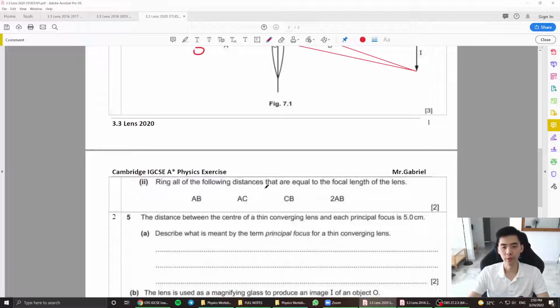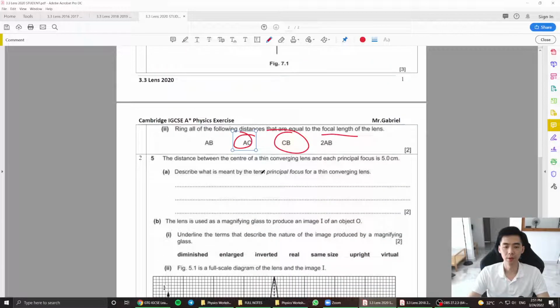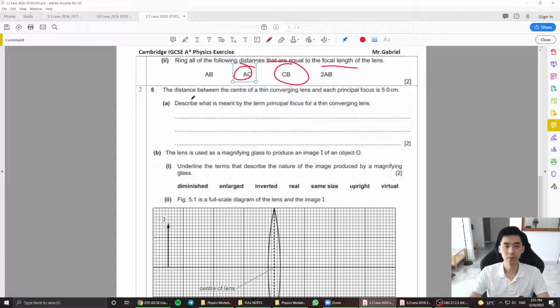Ring all the following distances that are equal to the focal length of the lens. Focal length is going to be AC, CB, AC and also CB here. Okay, and finally, the distance between the center of a thin converging lens and each principal focus is 5 cm. Describe what is meant by the term principal focus of a thin converging lens.